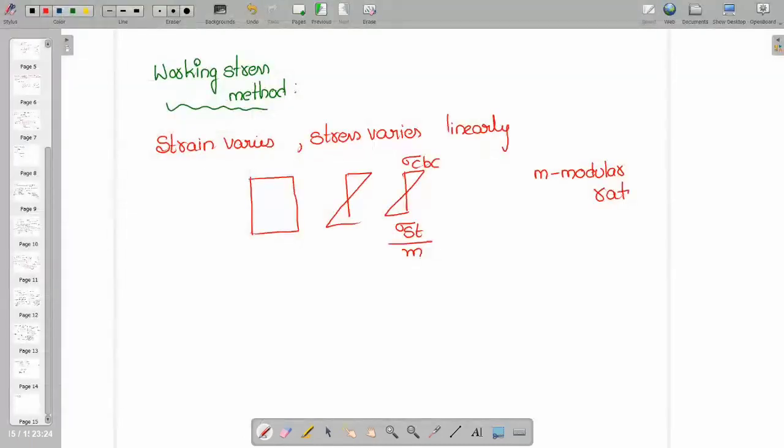What is m, sir? m is nothing but modular ratio. In working stress method, modular ratio m is equal to 280 by 3 sigma cbc. This is another formula.